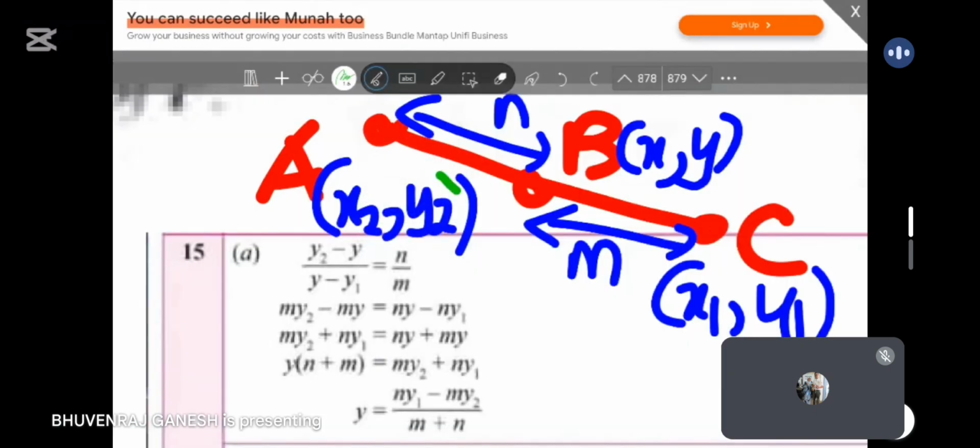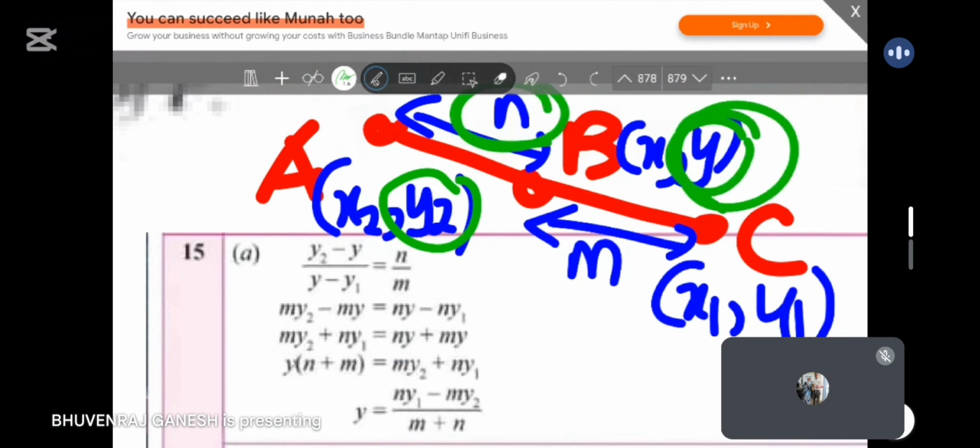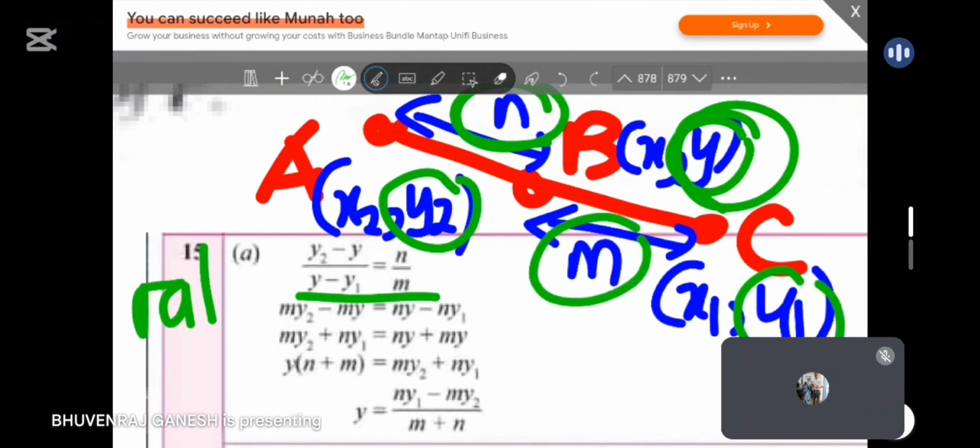Guna konsep nisbah, guys. So you take y2 minus y, it will equal to the distance n, and you take y minus y1, it is equal to distance m. Okay, so we are using ratio. Ratio mean divide, guys. Nisbah maksudnya bahagi. Selalu ingat yang tu. Okay, that's why you see a fraction, pecahan. Alright, and after that it's very simple already. You just do the cross multiply. Kaedah silang pangkas sahaja.